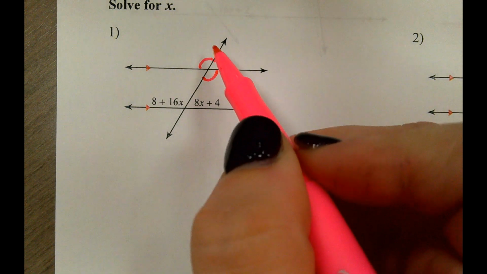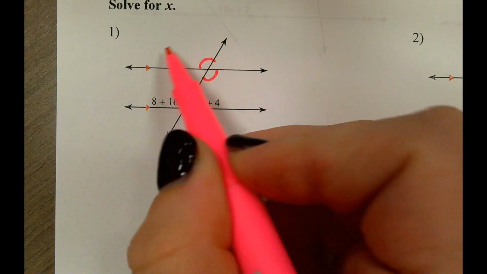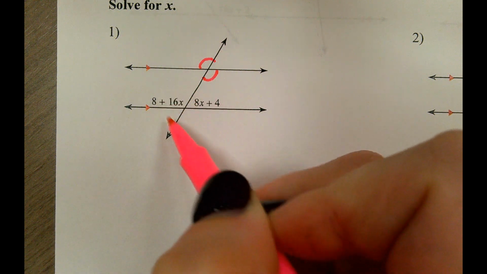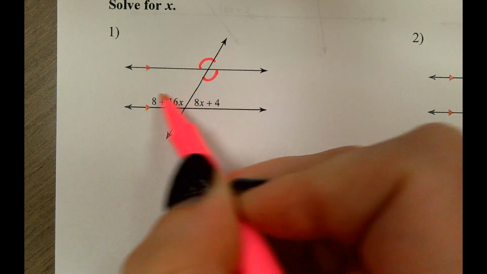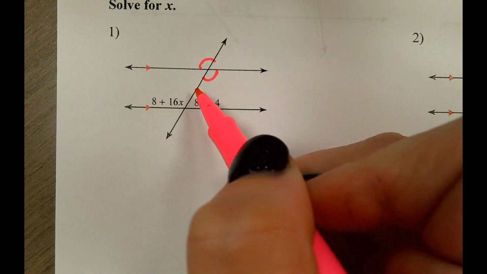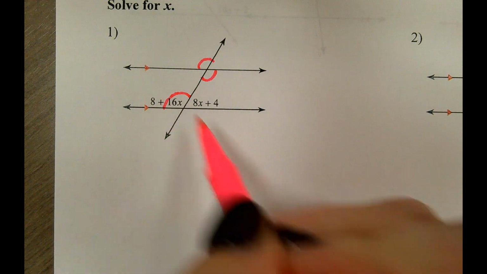Then I know if I move down to the next section, I started with the angle on the top left. So in this section of 4 angles, I'm going to also start with the one on the top left, the one that's labeled 8 plus 16x. And I'm going to label that in pink. The one across from that is equal.